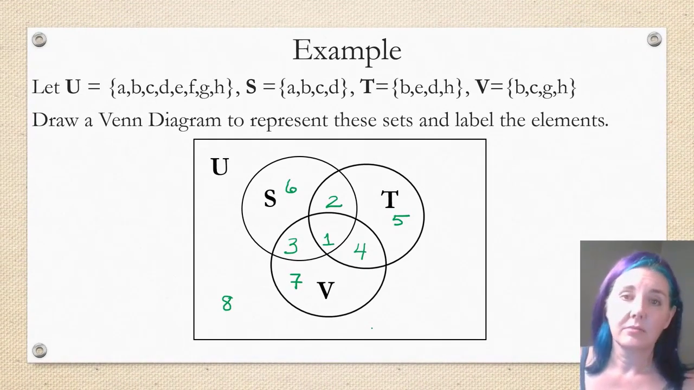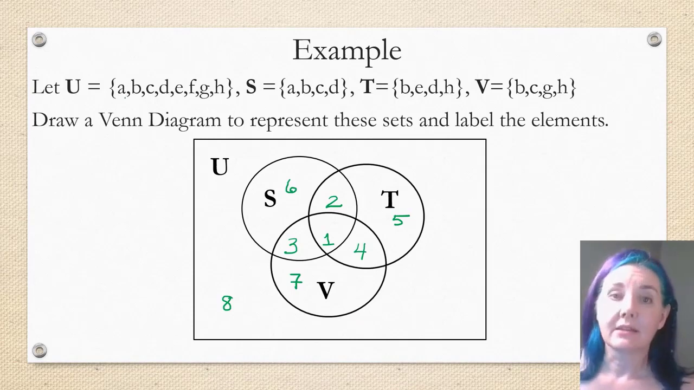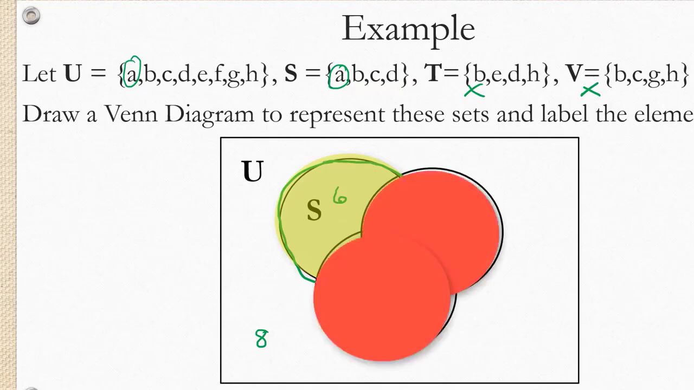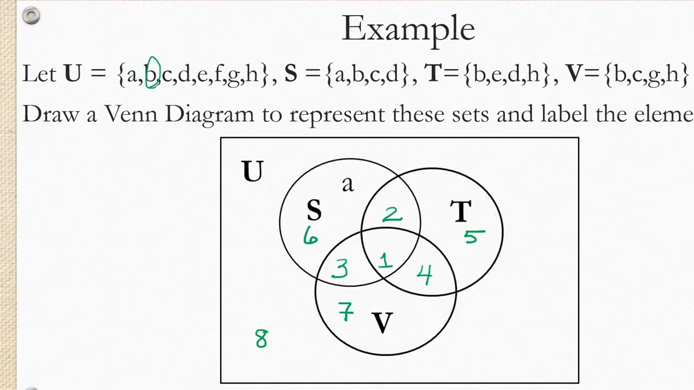All right, so let's talk about the elements one element at a time. Where does element A go? Well, element A is in the set S, and it's not in T and it's not in V. So if you look at the set S, it is actually comprised now of 4 different regions, 1, 2, 3, and 6. But the only one that's in S and not in T or V is region 6. So we're going to place A in region 6. Let's look at element B. Element B is in S, it's in T, and it's in V as well. So we're going to have to place it in a region that's in all 3 sets. The only region that fits that description is the one in the very middle, region 1. So we're going to put B there.